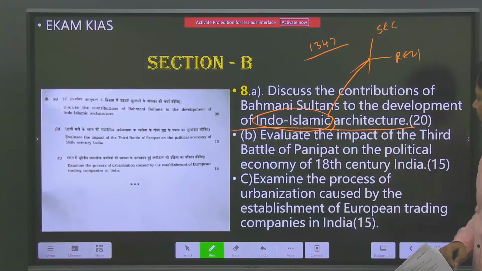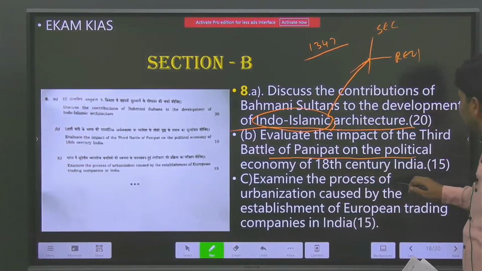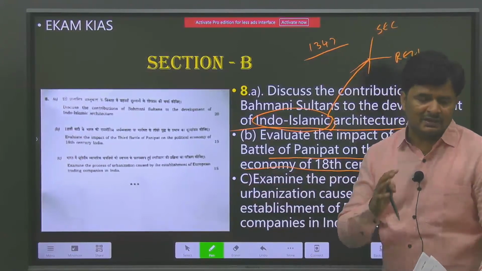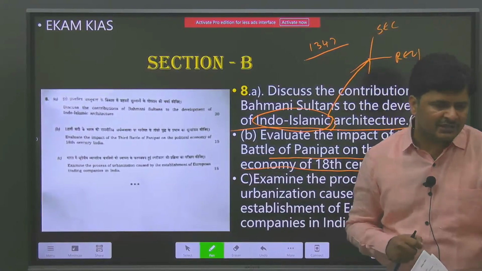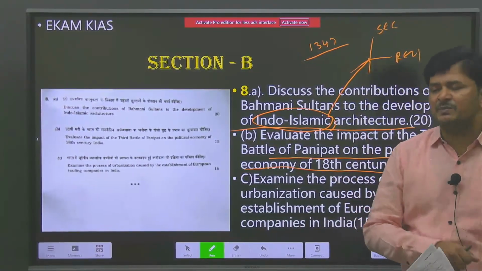Second one: evaluate the impact of the Third Battle of Panipat on the political economy of 18th century India. This is a direct question, which we have learned as part of optional history classes. In fact, this is the pattern question of even general studies mains.